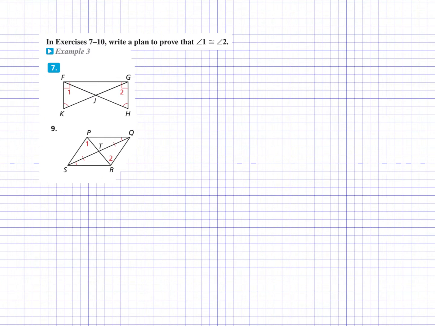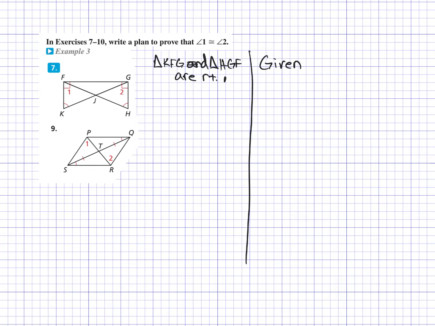All right, write a plan to prove that angle 1 is congruent to angle 2. So we can do a two-column proof. You can write it as a paragraph proof if you want. It doesn't matter. So number 7, what do we have that's given? Let's write everything out here. Triangle KFG and triangle HGF are right triangles. Okay, that's a given. We also have angle K is congruent to angle H. That's also given.